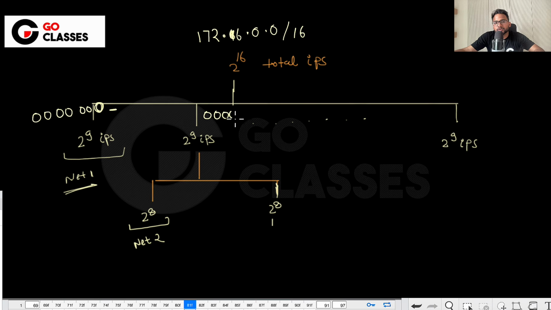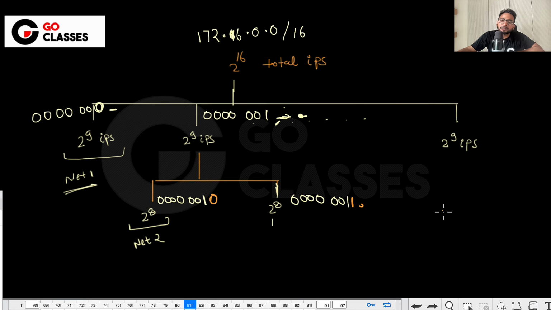And similarly here 00000001. These are the first 7 bits, and then this bit could be anything. Since you are dividing this further, you again need to borrow from the host ID. So you can make this 0 or 1. The 0000001 is already fixed. If you make it 0, you will get this network, and if you make it 1, you will get this network, right? And if you want to divide further, you can take bits from the next host ID.